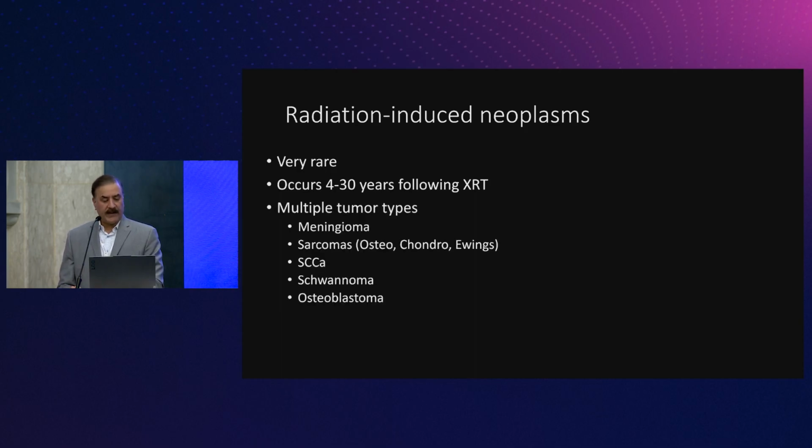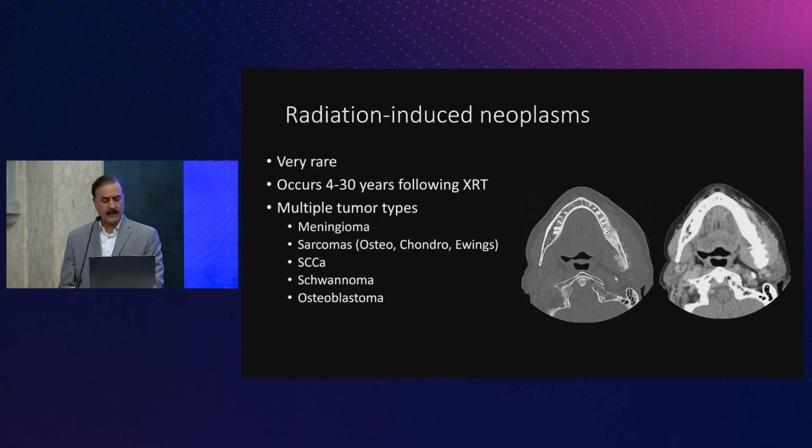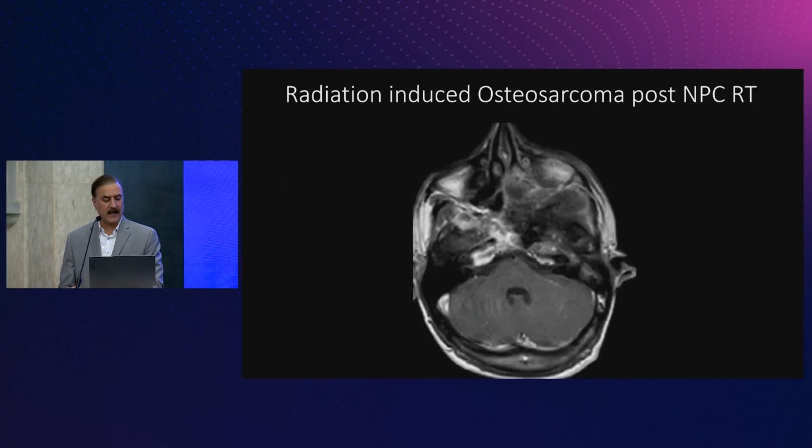Quickly going over the radiation-induced neoplasm, they can happen anywhere from 4 to 30 years after the radiation therapy. Meningiomas, sarcomas, schwannomas are typically seen in these patients. Here is a patient who had radiation, and of course this is a big osteosarcoma that is developing off of the mandible.